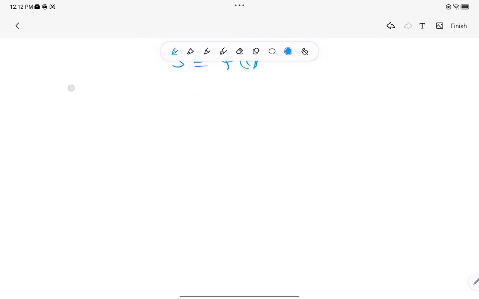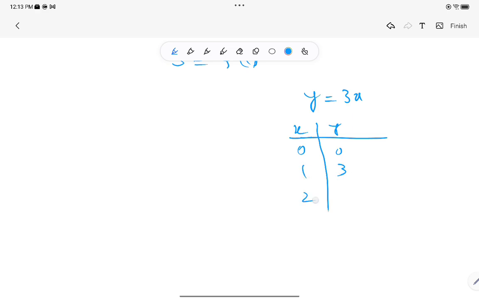As an example, let me go to this. Suppose we have y is equal to 3x, and now if you allow values of x like this, put x equal to 0, y will be 0. Put x equal to 1, y will be 3. Put x equal to 2, y will be 6, and so on, and so on.